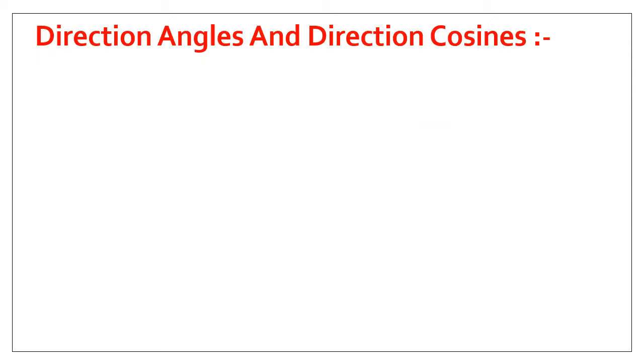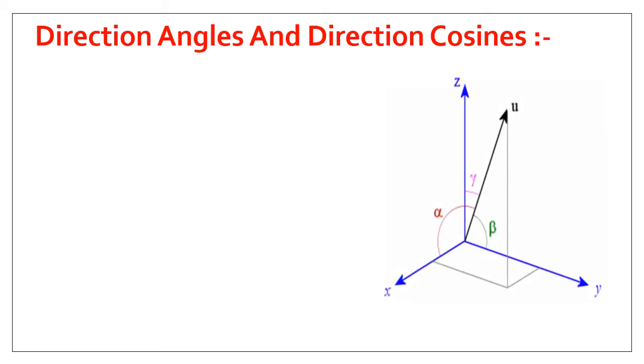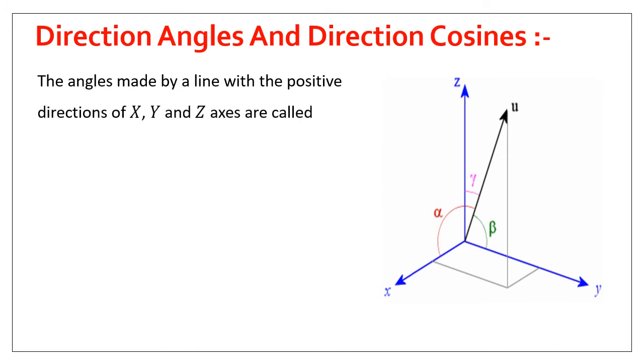Direction angles and direction cosines. Look at the diagram student. X, Y, Z are the mutually perpendicular axes given. The angles made by a line with the positive direction of x, y and z axis are called direction angles of that line.